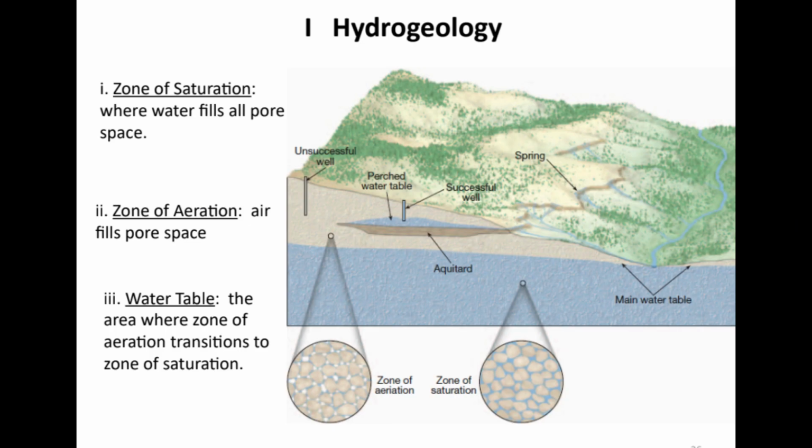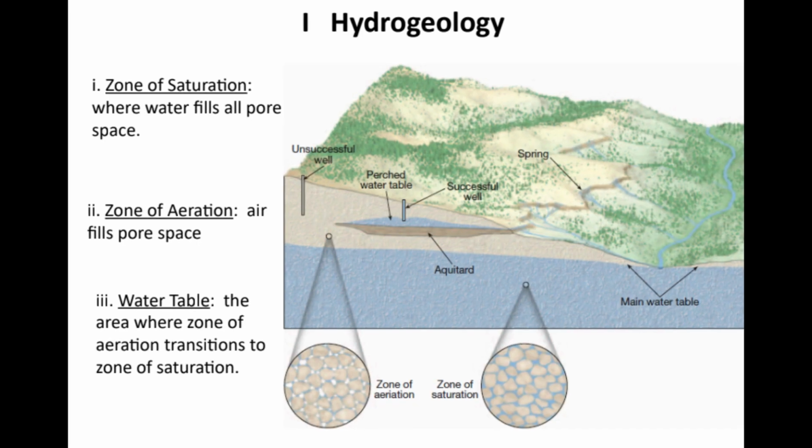But the majority of the water soaks deeper into the ground to what we call the zone of saturation. The zone of saturation just means that the soil is saturated with water. The pore space, the space between sediment, is completely full of water. So most water does soak down into the zone of saturation.